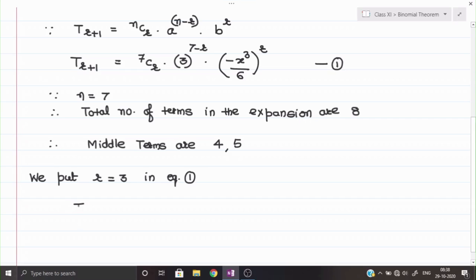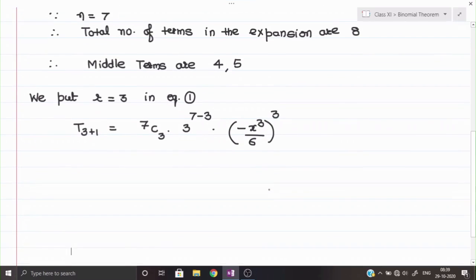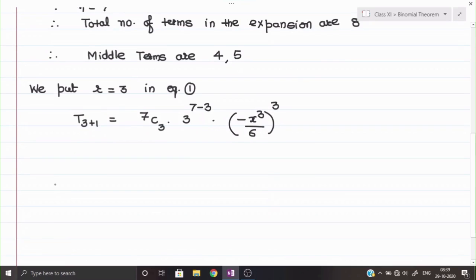T_{3+1} is equal to 7C3 into 3 to the power 7 minus 3 into (minus x cubed upon 6) whole power 3. Because the value of r we are keeping there is 3. Now let us simplify further.